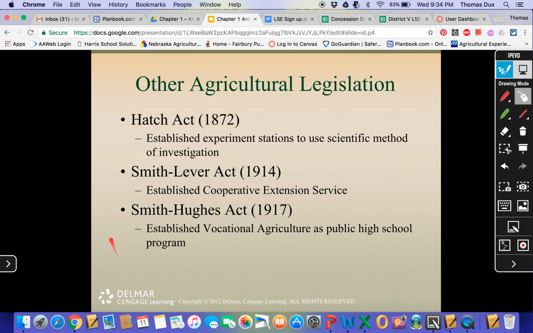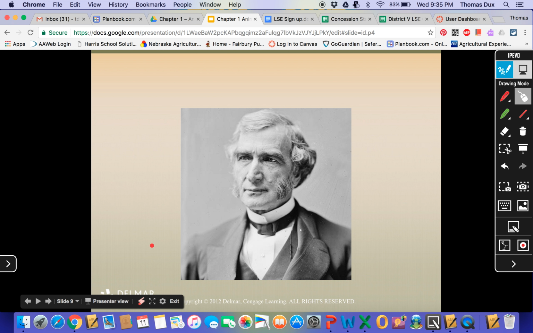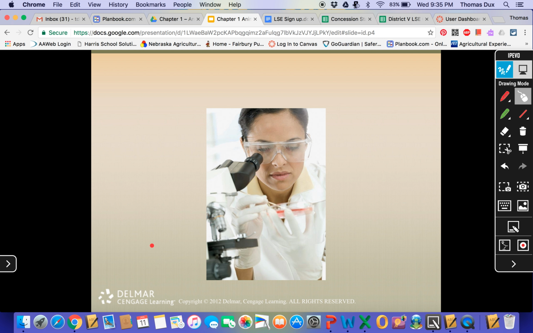So the Smith-Hughes Act is the whole reason why I'm able to be an ag teacher and why you are able to take animal science, plant science, and all the other ag classes that we offer here at Fairbury Public Schools. So our last slide, and that is Senator Justin Morrill right there, actually, and he was the Land Grant University Act. That was his picture.